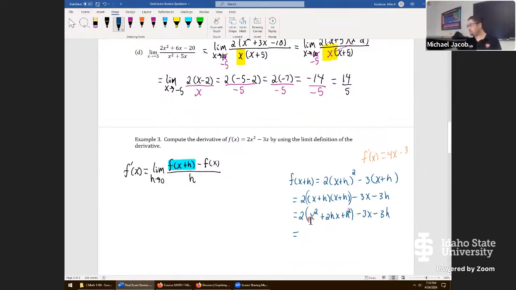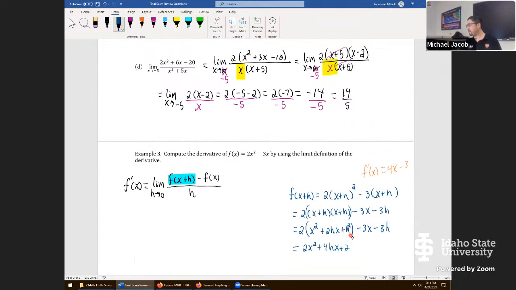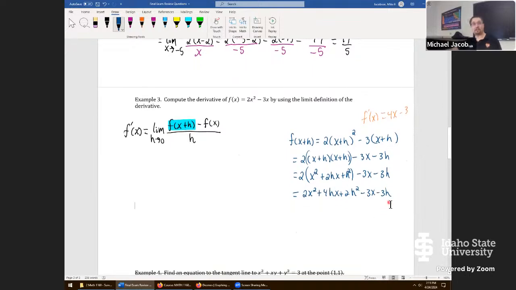Okay, almost there. Let's distribute 2 into that group. So the f of x plus h portion is 2x squared plus 4hx plus 2h squared minus 3x minus 3h. And I think we've got it. That's our entire quantity going in right here. So back to the limit. It's now equal to the limit as h goes to 0 of this big long result.